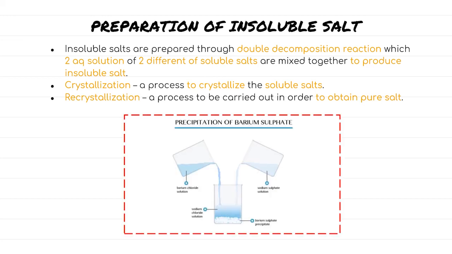So this is a diagram that shows a double decomposition reaction. We have two soluble salts here, and then we get the insoluble salt.